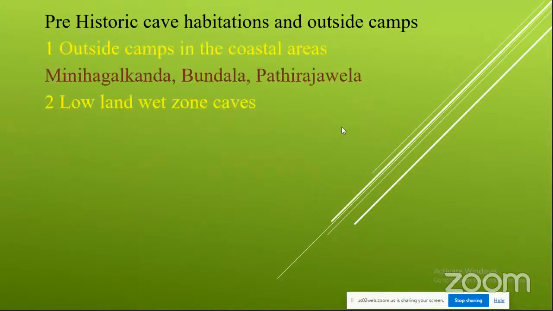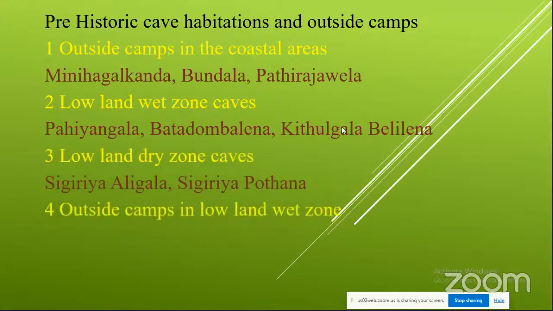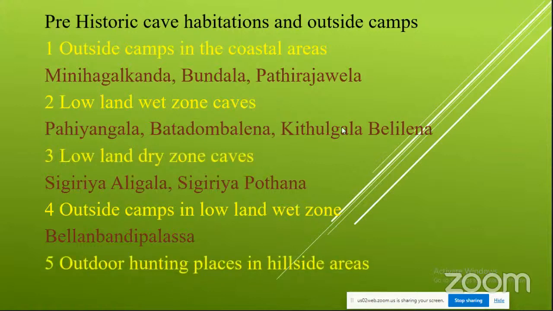So you can see once again: outdoor camps in the coastal areas, lowland wet zone caves, lowland dry zone caves, outside camps in the lowland wet zone. Even in the lowland wet zone, they were having some outside camps. One example is Bellan Bandi Palace. And outdoor hunting places in hillside areas. I told you the outdoor camps were in three places: coastal areas, lowland wet zone, and hillside areas, meaning mountainous areas. In mountainous areas, the outdoor camps were not caves: Bandaravela and Horton Plains.